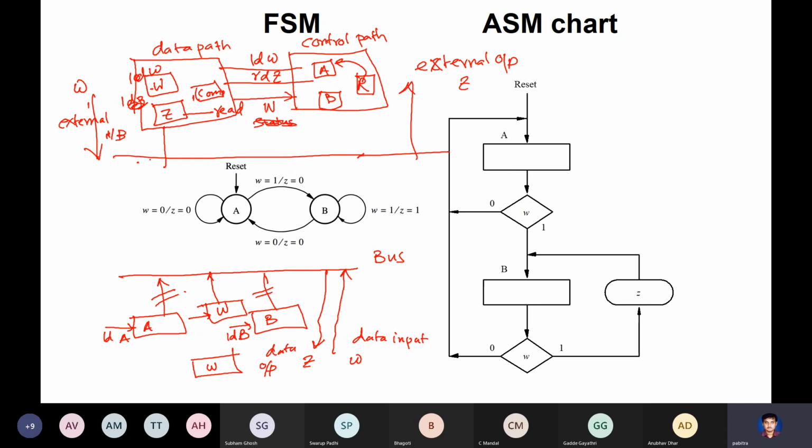Maybe I need a status signal, say W equals 0. I need a status signal. Okay, and depending on the status signal, there will be a transition from A to B. And when finally you get the value of Z, you enable this read Z, and that will be going as the external output. So I think this gives you the idea how to do it.